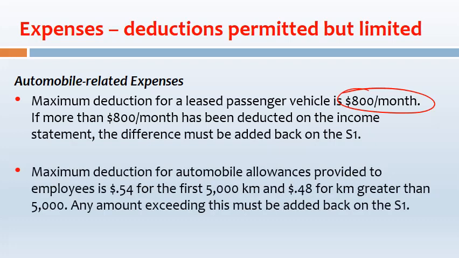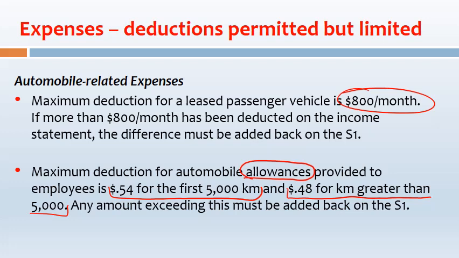Now, the maximum deduction for automobile allowances, you remember these automobile allowances from way back in employment income. Now we're looking at it from the corporation side. If the corporation is providing automobile allowances to their employees, they are actually limited in terms of what they can deduct. So they're limited to 54 cents for the first 5,000 kilometers and 48 cents per kilometer for any kilometers over 5,000. So you would determine how many kilometers the employee had driven.